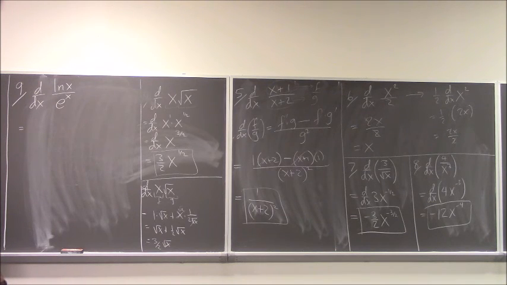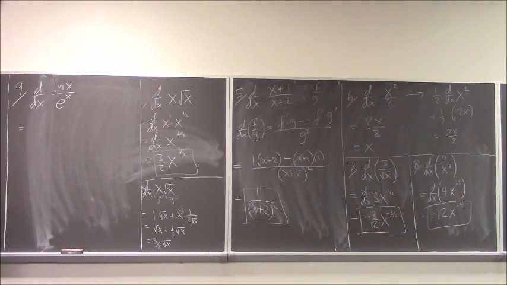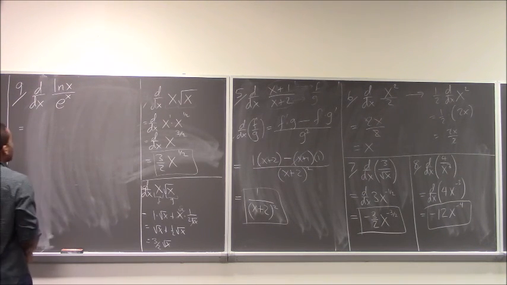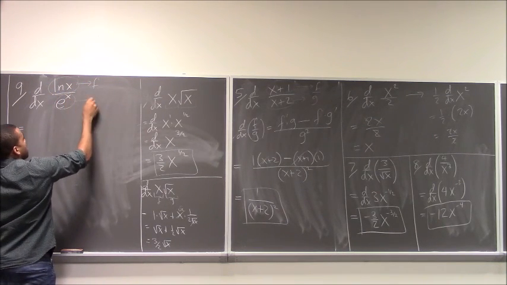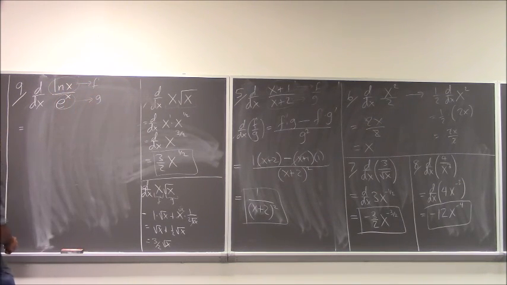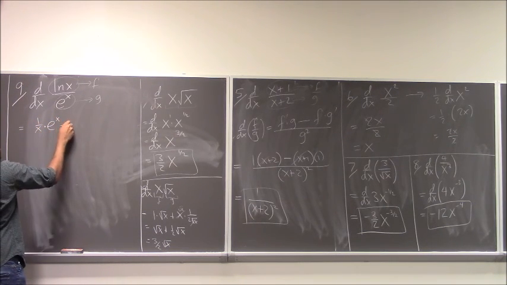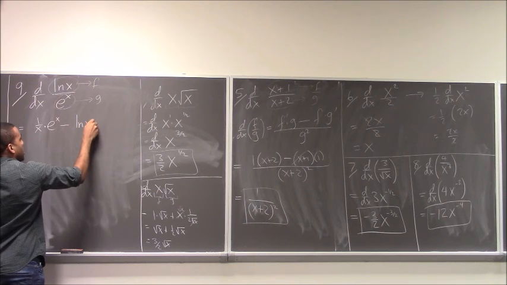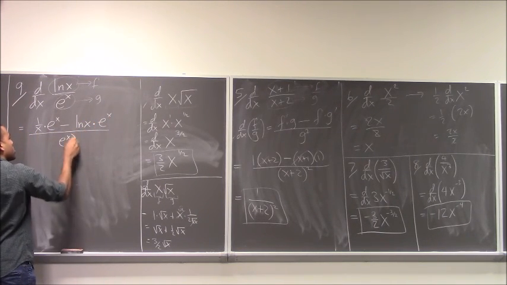Quotient rule, because that can't really simplify. Neither the top nor the bottom is a constant, so I'll just jump into the quotient rule here. So now I think of this as my f, that is my g. So I'll do the bottom times the derivative of the top minus the top times the derivative of the bottom over the bottom squared.